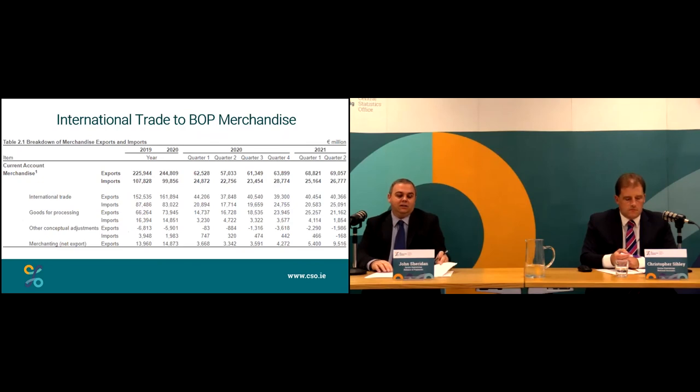Looking at how this splits out into international trade and goods for processing and other, we can see that on the export side, our international trade is down slightly quarter on quarter, but is up year on year, while our goods for processing exports are down quarter on quarter and up year on year. We can see that our merchanting, which is a net export, is up compared to last quarter and also up compared to last year. On the import side, we can see that international trade is up compared to last quarter and up compared to last year, while our goods for processing imports are down compared to last quarter and down compared to last year. So we can see that this increase in net exports, again, is being driven by the increase in exports and that this is spread across international trade, goods for processing and merchanting.